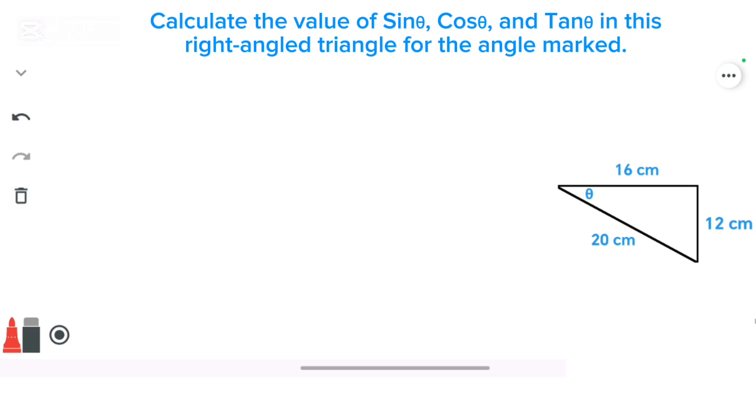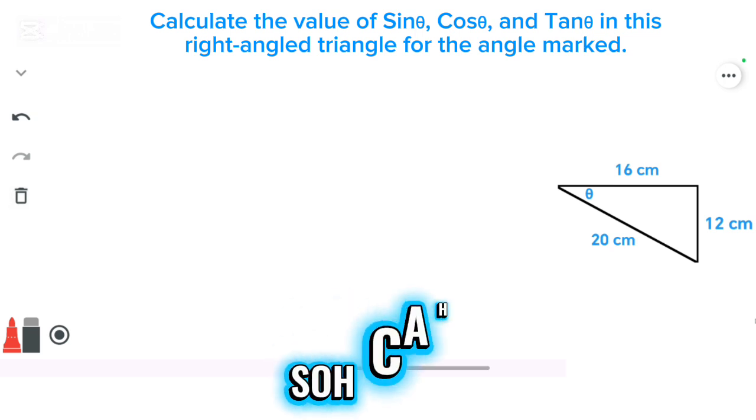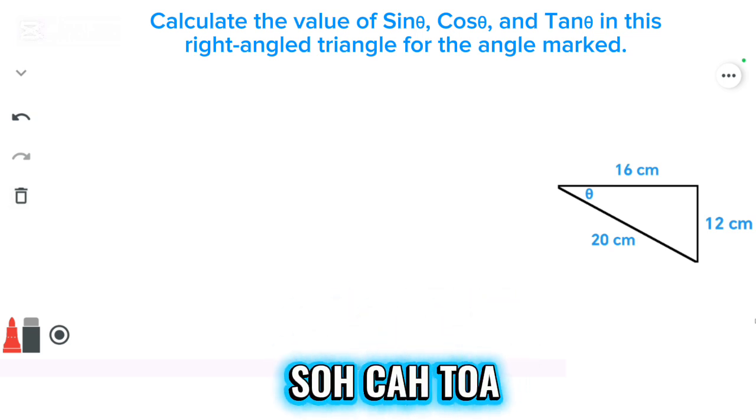Alright, so the first thing you have to know is this famous SOH CAH TOA rule. SOH is the opposite over the hypotenuse, CAH is the adjacent over the hypotenuse, and TOA is the opposite over the adjacent. So you have to know this very simple rule. Alright, so there we go.